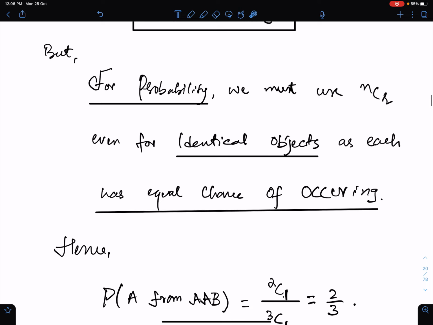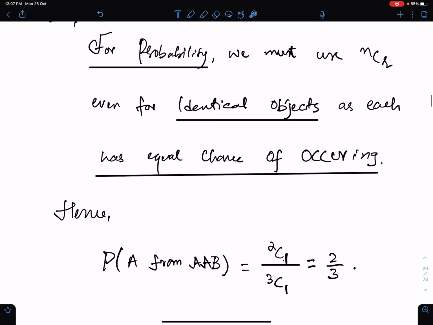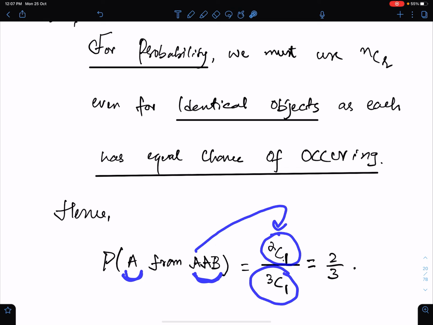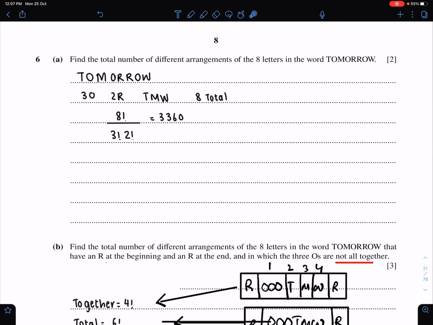But for probability, we must use NCR, even for the selections of identical objects, as each has equal chance of occurring. See, both A's have equal chance of occurring. That is why for probability of 1A from these three letters, I use 2C1 here, 1A from 2 A's, and 3C1 here, and the answer is 2 upon 3. And this is the best example of this concept.